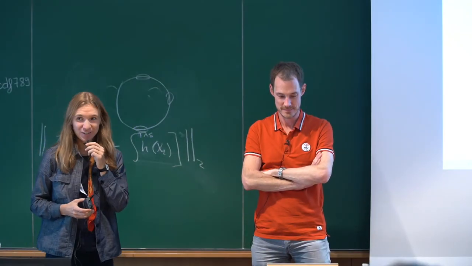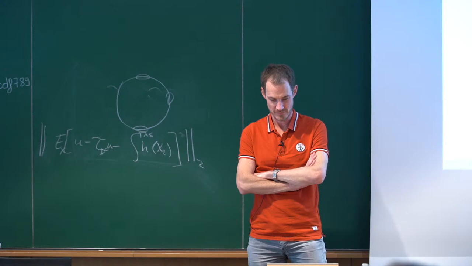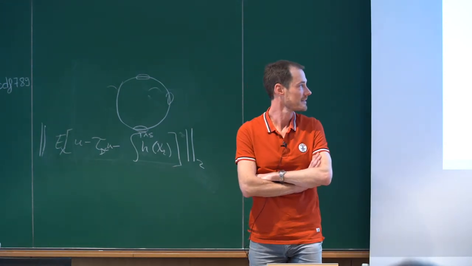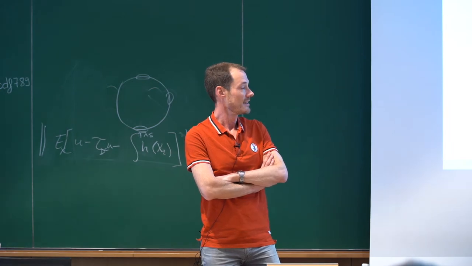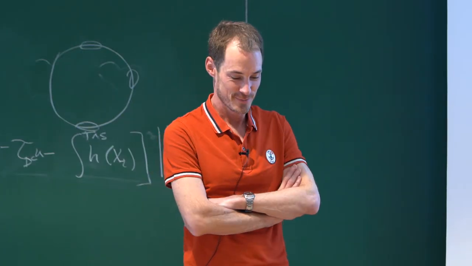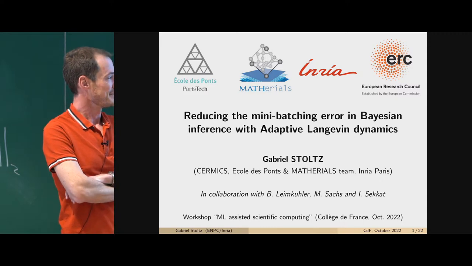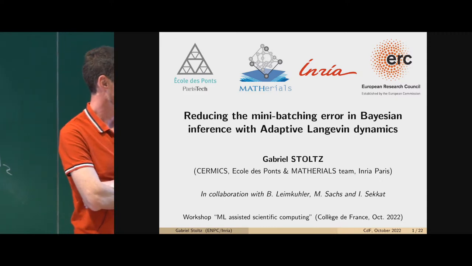Okay, so for our last talk of the day, we welcome Gabriel Stoltz, who will tell us about reducing the mini-batching error in Bayesian inference with adaptive Langevin dynamics. So thank you for the invitation here. It's a pleasure to be in Paris. I really recommend this as a city to live in.